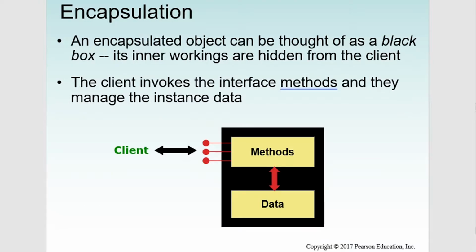An encapsulated object can be thought of as a black box. Its internal workings are hidden from the client. The client invokes the interface methods, and they manage the instance data. So here they're giving you a diagram of what an object of a particular class looks like. So here would be the instance data, and then we have the methods. Now the methods would directly modify and access the instance data, but through these methods, if these methods are declared to be public, a client will request those services. So for instance, for our die class, this would be the getFaceValue, setFaceValue, and roll methods. And those are the methods that act on the data.